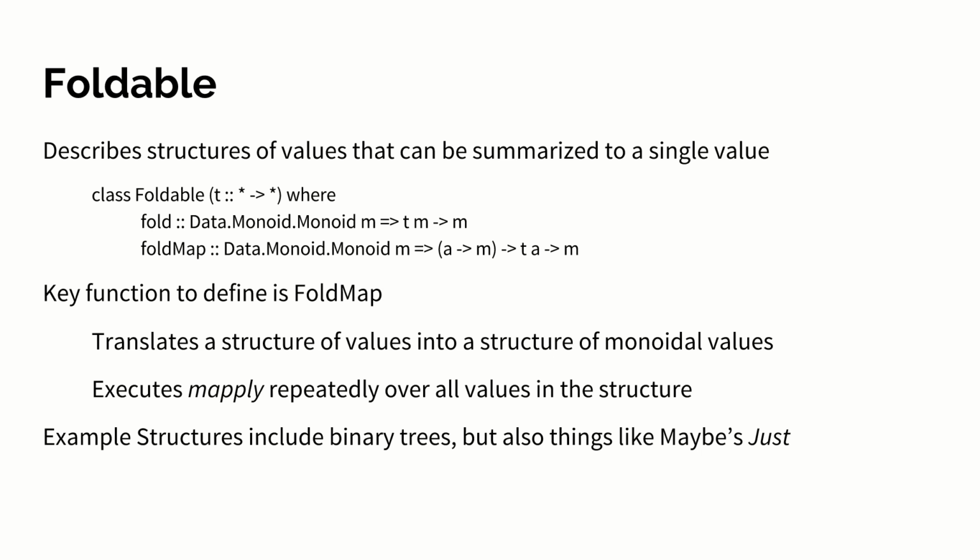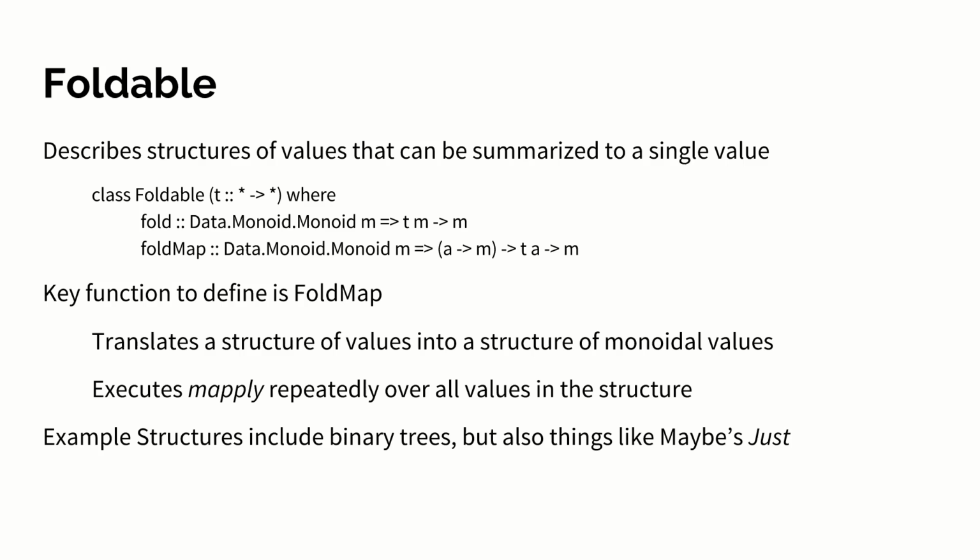If one looks closely at foldMap's type declaration, one might be able to see that foldMap simply takes in a function that translates A's to M's, where M's are monoidal, and then executes that function over a structure of A's to produce a structure of monoidal values. Once we have a structure of monoidal values, it is then easy to repeatedly execute apply over these values to summarize the structure into a single result.